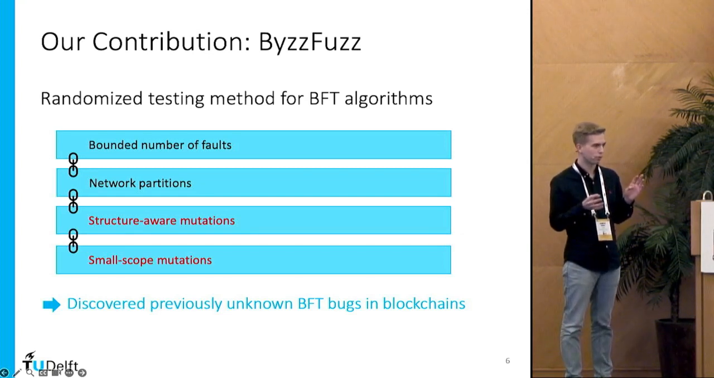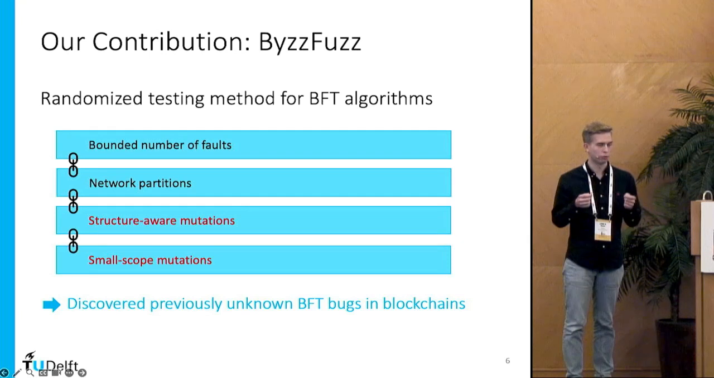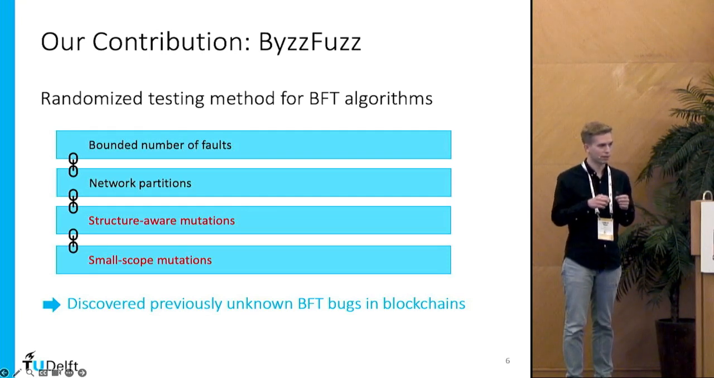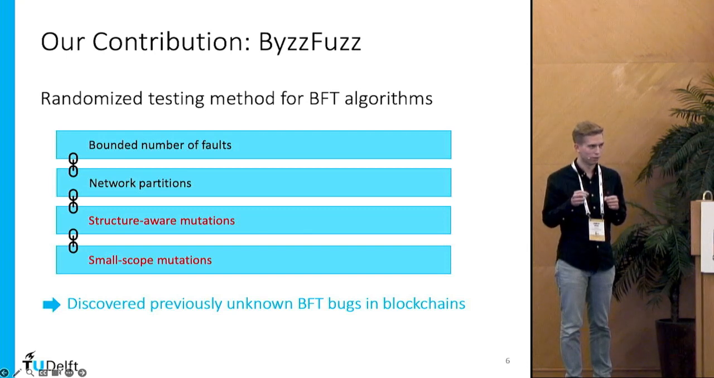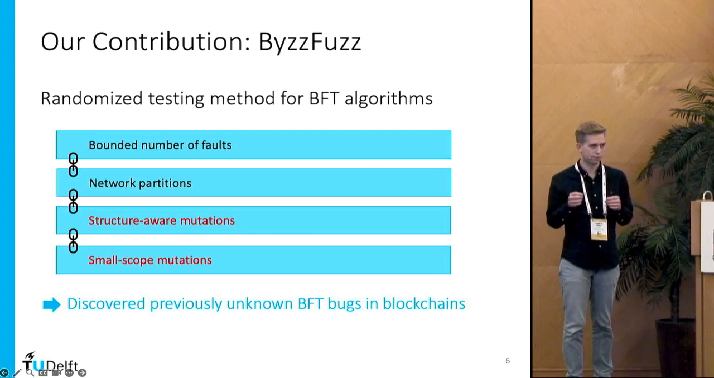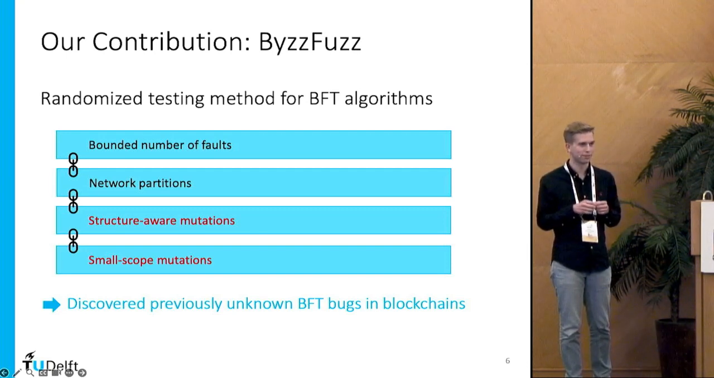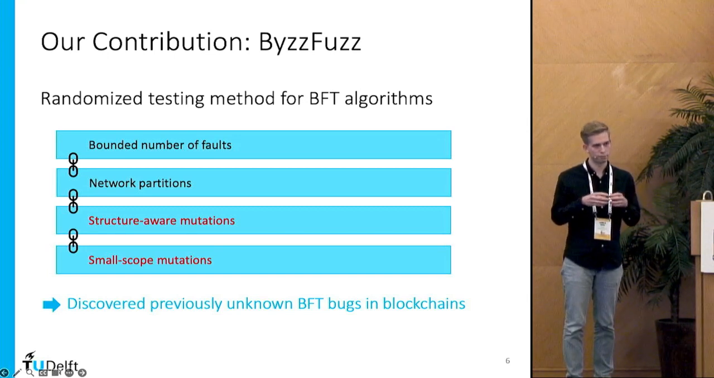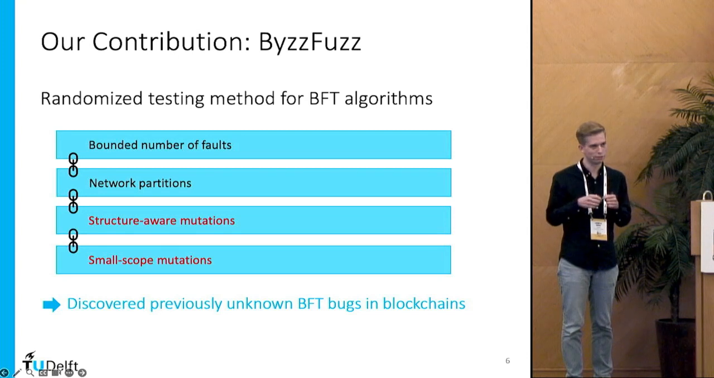Lastly, we propose the new concept of small-scope mutations. These small-scope mutations apply a small change to a value. We hypothesize that this is sufficient to expose most of the bugs in a distributed system. A small change can either be small in absolute value, meaning that you, for example, increment or decrement an integer, or it can be small in temporal difference, meaning that you replace a hash with, for example, a hash that has been previously in the network.